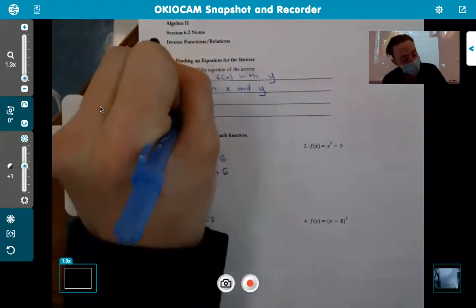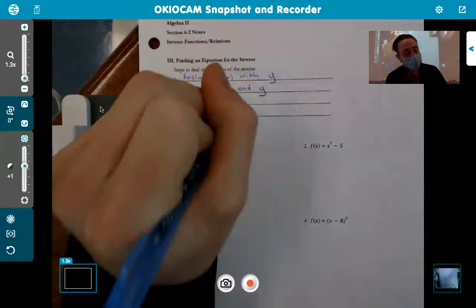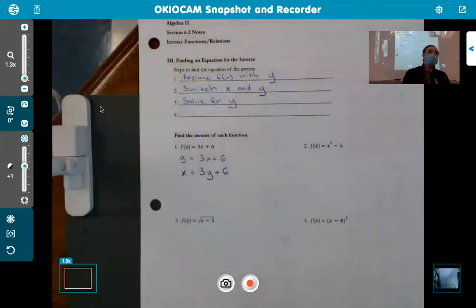The next step is to then go through and solve for y. So we're going to get a y equals equation similar to what we've seen in some other classes and earlier this year. But now our equation is going to look a little bit different because it's going to be the inverse of the original one.